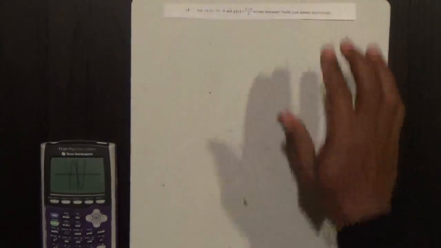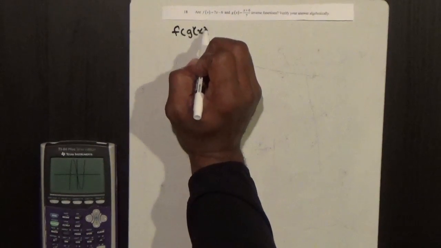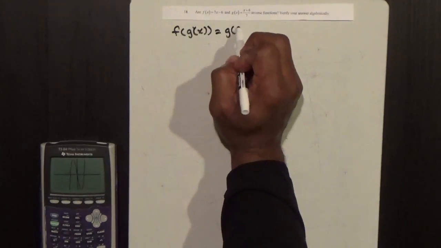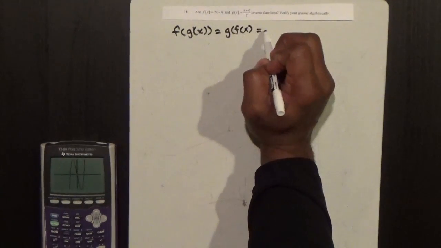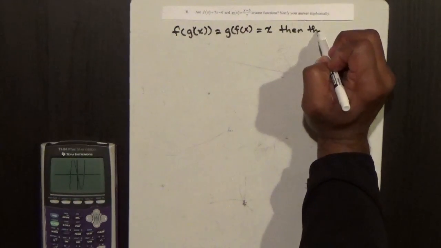All right, number 18. f of x is equal to 7x minus 6, and g of x is equal to x plus 6 all over 7. Inverse functions. Verify your answer algebraically. There's really one way of doing this. We say that if f of g of x and g of f of x are equal to x, then they are inverses of each other.